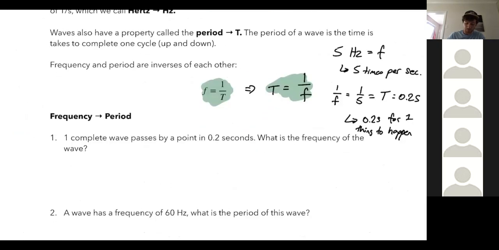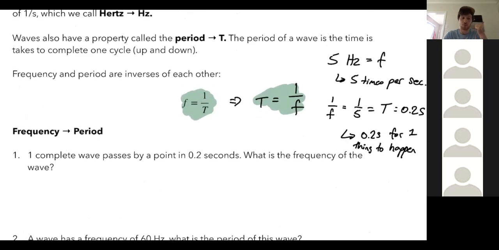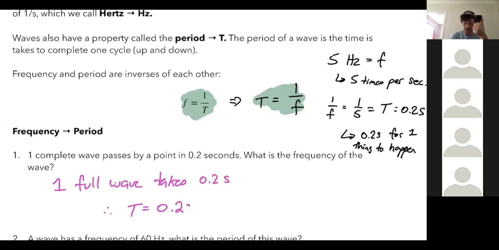So an example, one complete wave passes by a point in 0.2 seconds. What is the frequency of the wave? Okay, and we pretty much just did this question. If one full wave takes 0.2 seconds, okay? That is the period or the frequency? Period, one full thing. Frequency, how many things in a second? So for one full thing, it takes 0.2 seconds, which means the period is 0.2 seconds.